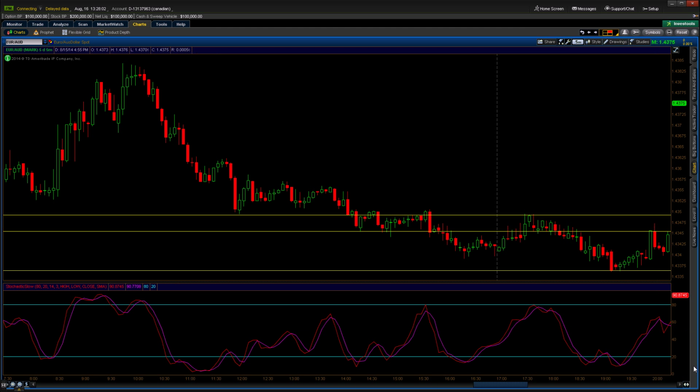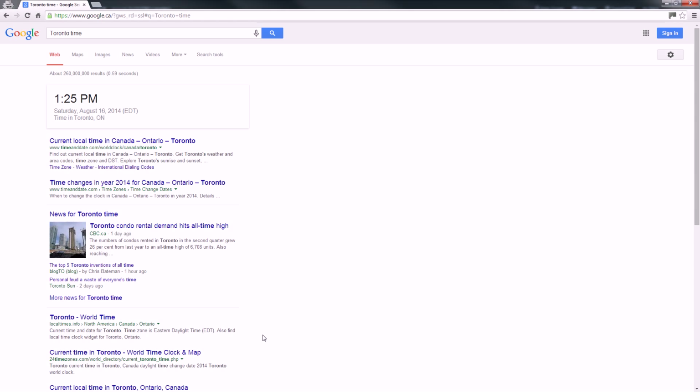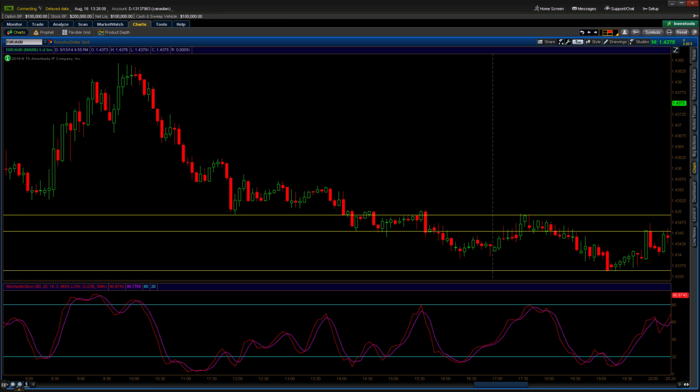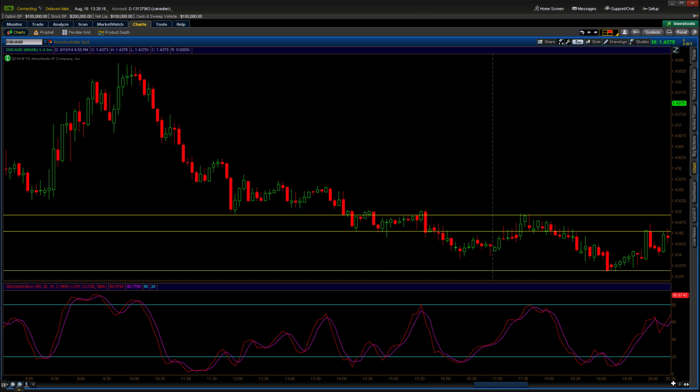I'm going to take a put trade to the bottom for 5 minutes, and I would have won that. So let's go back to the chart and put a win here. We'll take this out. So right now we're up 70 bucks. Let's keep going.